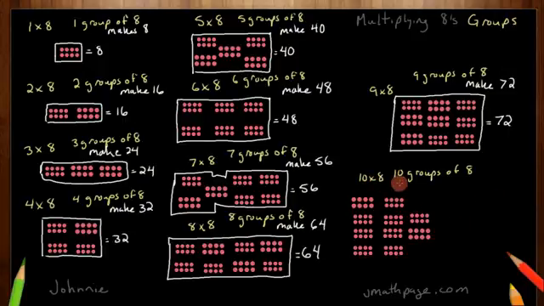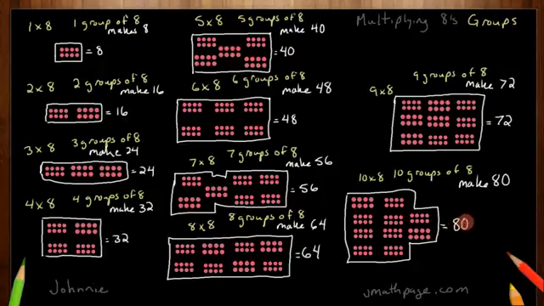What about 10 times 8? 10 groups of 8. Let's count them out. 8, 16, 24, 32, 40, 48, 56, 64, 72, and 8 more makes 80. That tells us that altogether 10 groups of 8 make 80. Or that 10 times 8 equals 80.